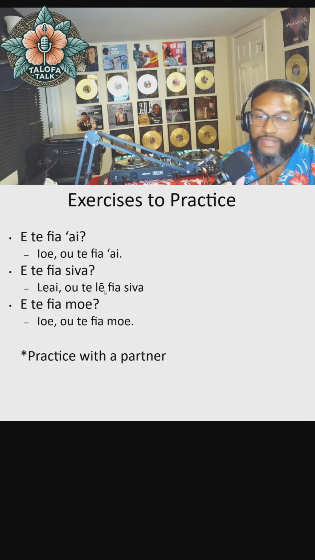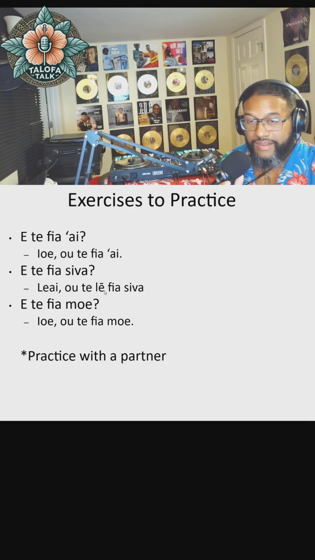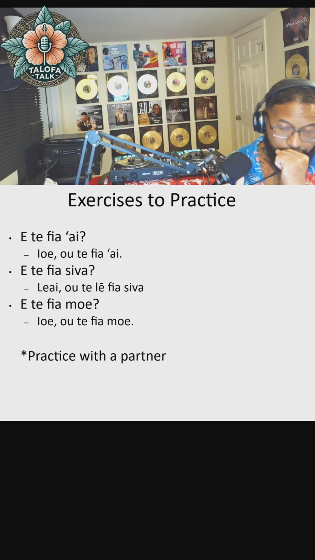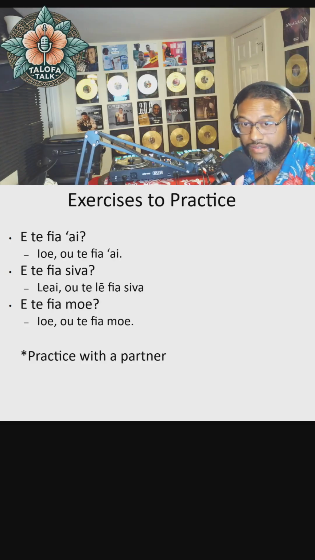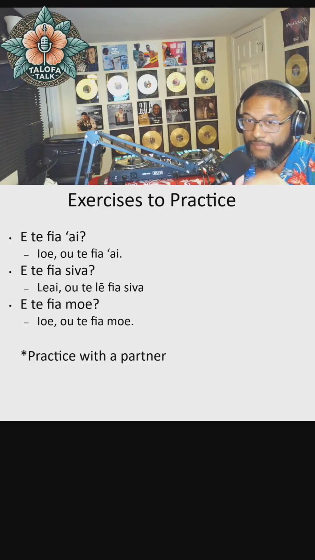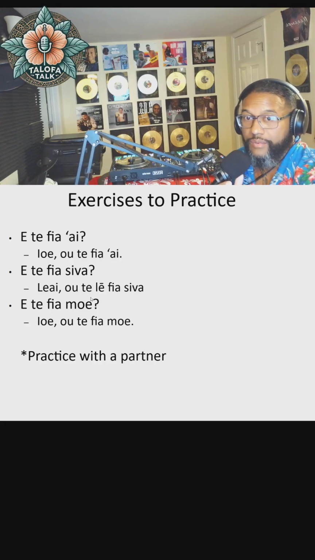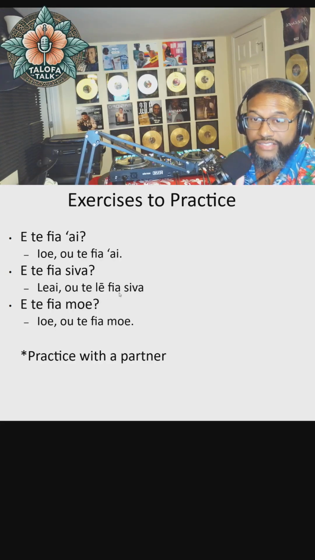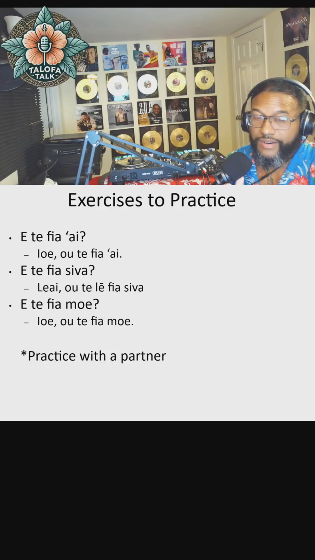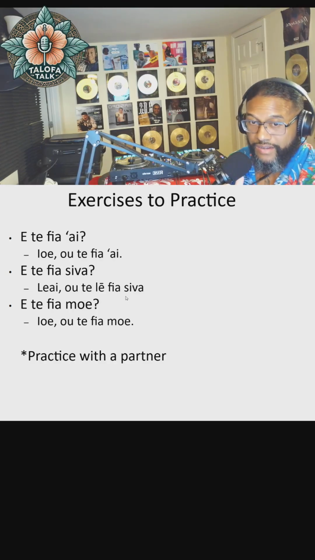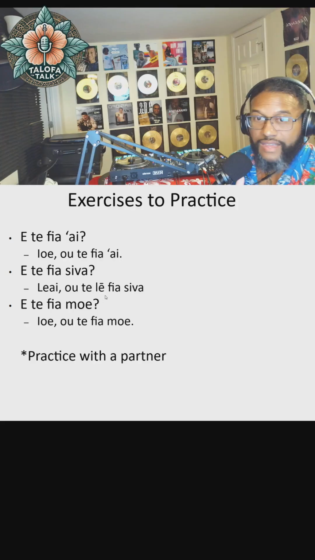Okay, let's talk about the "le" for just a second. Le, not le. This one has a macron over it, so that means we're going to stress the e. Ote le. So the le comes before the action. In this case the action is fia. Fia is to want to dance, right? So want is fia, and then siva is to dance. So ote le fia siva.